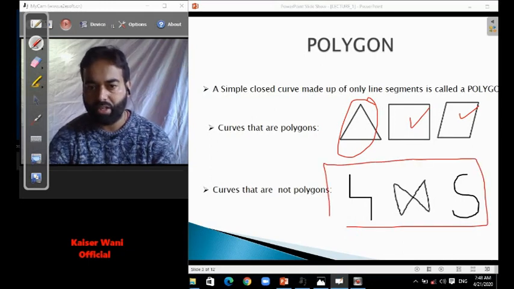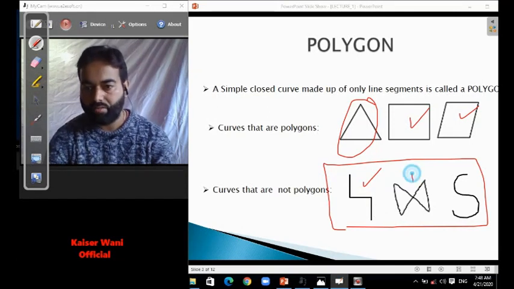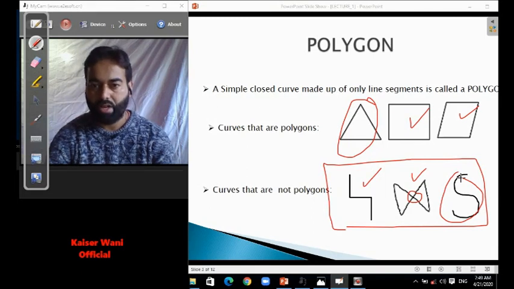These other three curves are not polygons. Why are they not polygons? Because in the first case, no doubt it's a simple curve, but it is not a closed curve. When it's not closed, that means it is not a polygon. This second curve is not simple because here we have overlapping of lines. These two lines are overlapping, so it is not a simple curve. When it is not a simple curve, then it is not a polygon. No doubt it is closed. And this one is also a simple curve, but it is not closed. That's why it is not a polygon. Okay, hope you have got it.